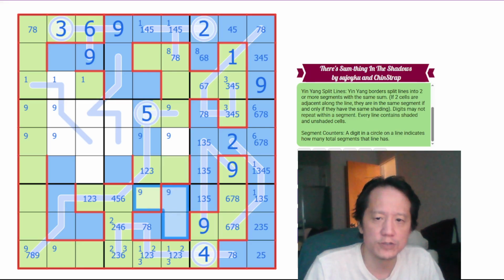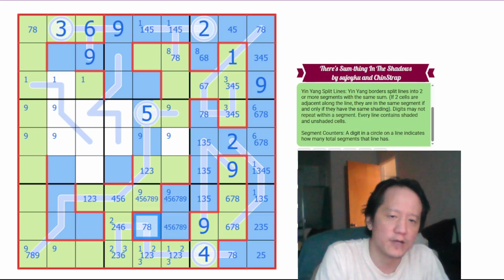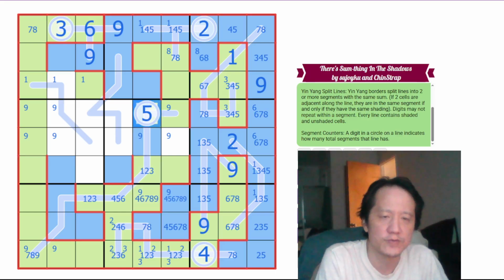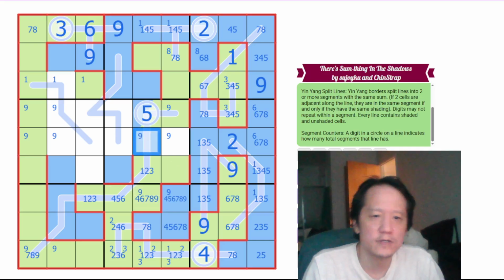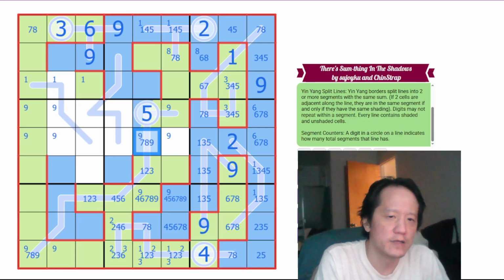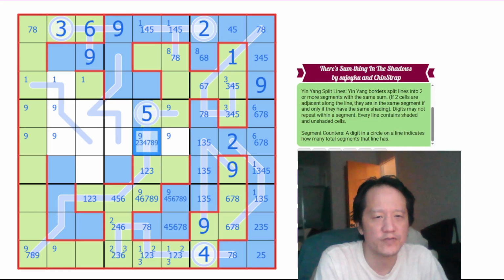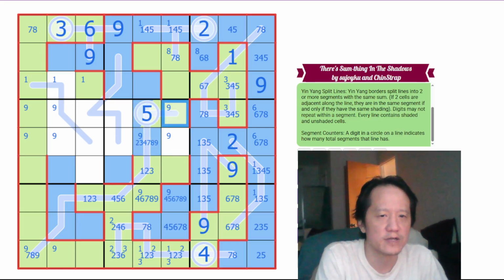This cannot be 1, 2, or 3, so we have 4 through 9. Obviously, 9 cannot be here. 5 can't be here because of this 5. This is either 7, 8, 9, or it's 2 blues added together, so this is 1 through 4. I think this is the same, right? It can't be 1. It has to be 2, 3, 4, if that's the case, to add up to 7, 8, 9. So 7, 8, 9, 2, 3, 4.